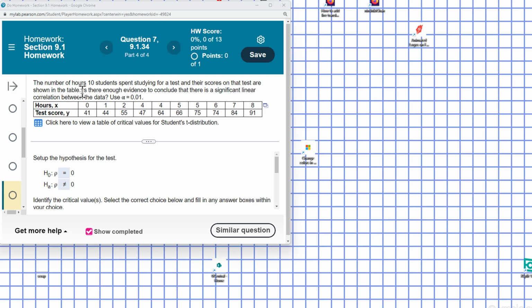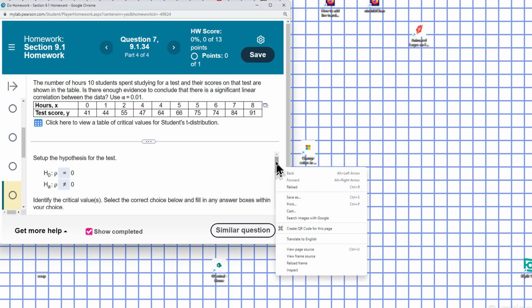So we're testing to see if there's a correlation in the data. If there is not a correlation, then R would be equal to 0. So we have our row here for R equal to 0, or it's not equal to 0. There's some correlation here, so we end up setting up a two-tailed test.